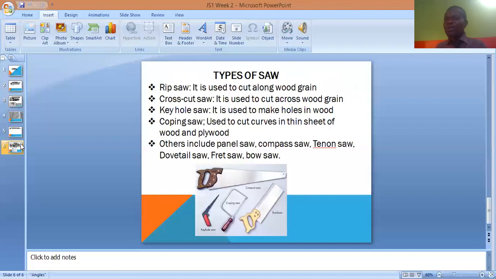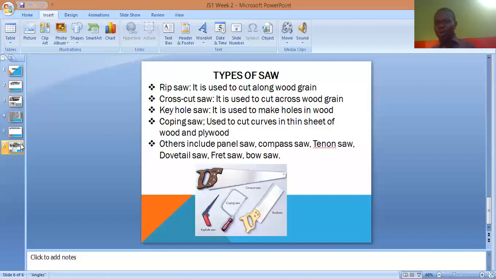The rip saw is used to cut along the grain of wood. This is what we call cutting along the grain of wood. That is along the side. Just cut and cut and cut and follow. If a wood is this long, you begin to cut it. You want to divide it into two this way. That is cutting along the grain of wood.